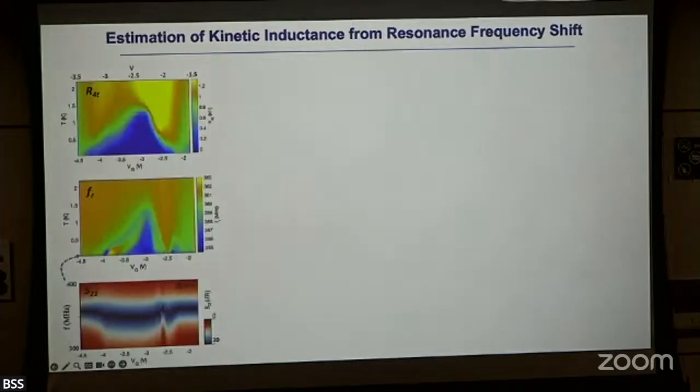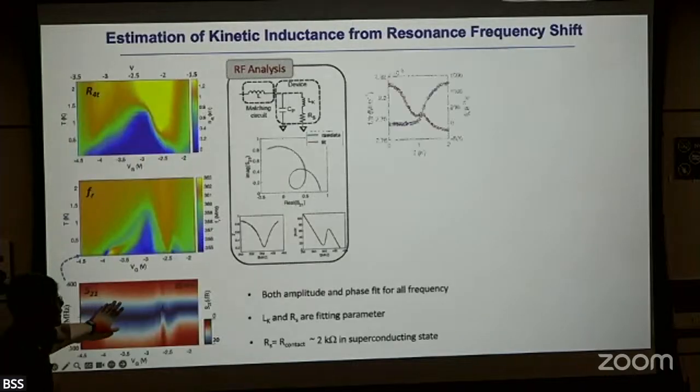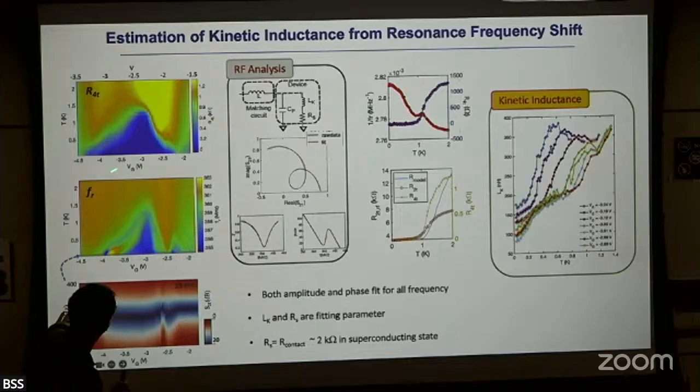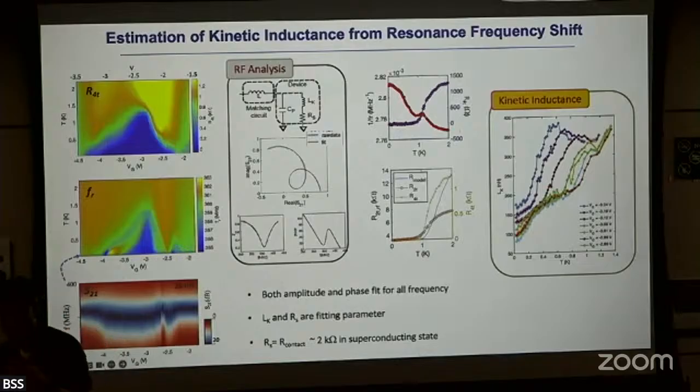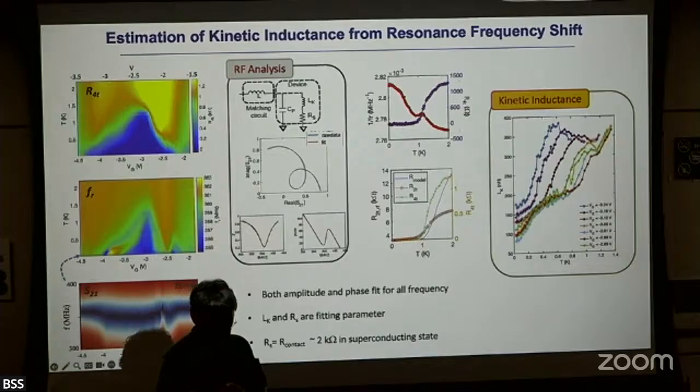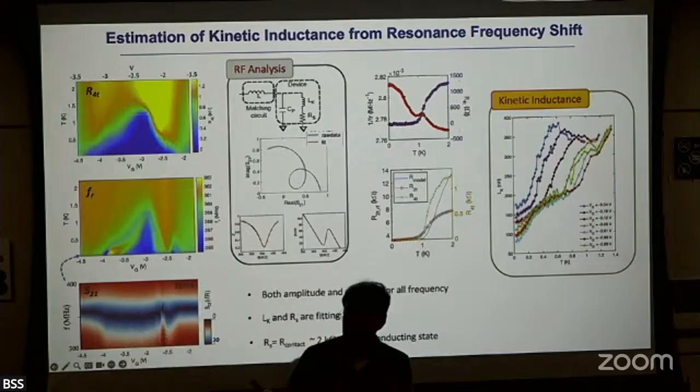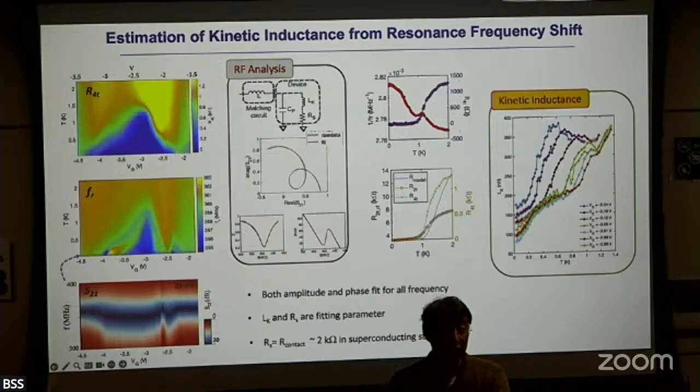Now, the next slide, I'm going to skip it. What you can do is the gate dependence and temperature dependence, measure all this reflectance signal, and then carefully analyze the frequency shift, the amplitude changes, and the phase changes. At the end of the day, you extract the corresponding kinetic inductance of the system as a function of gate voltage as well as temperature. So that's basically the experimental outcome that we have.